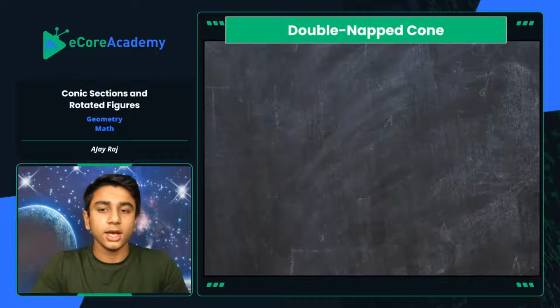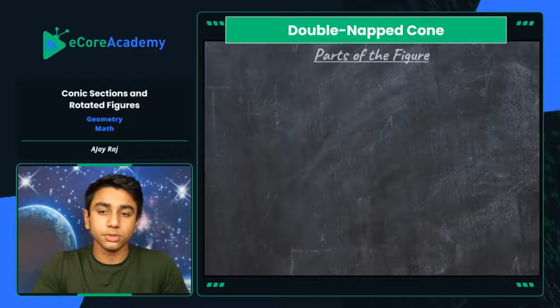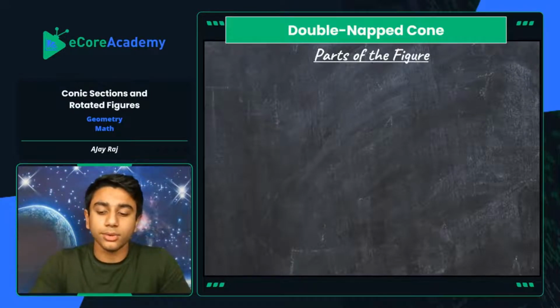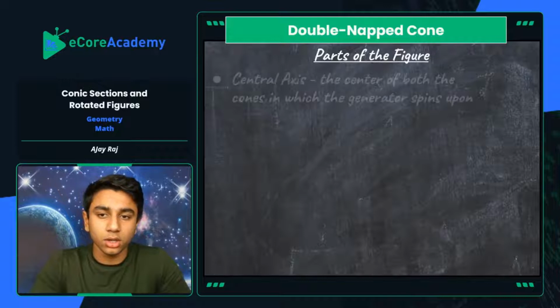The first type of demonstration with our cones is going to be determining the different parts of our double-napped cone. So parts of the figure is what we're going to be focusing on. What are some of the basic parts of our double-napped cone, and how can we actually dissect it in order to move on and figure out what these different conic sections actually are?